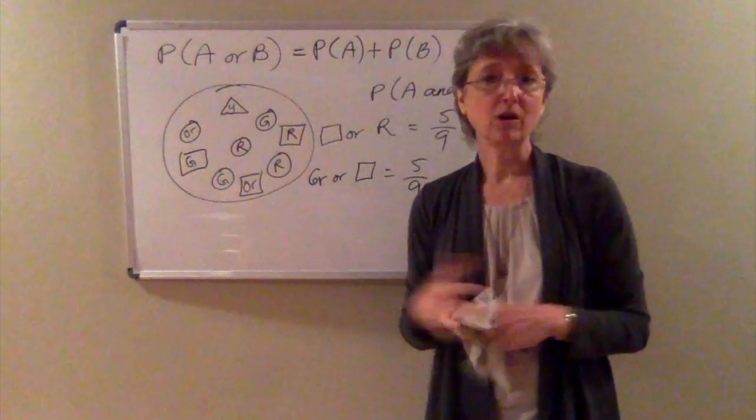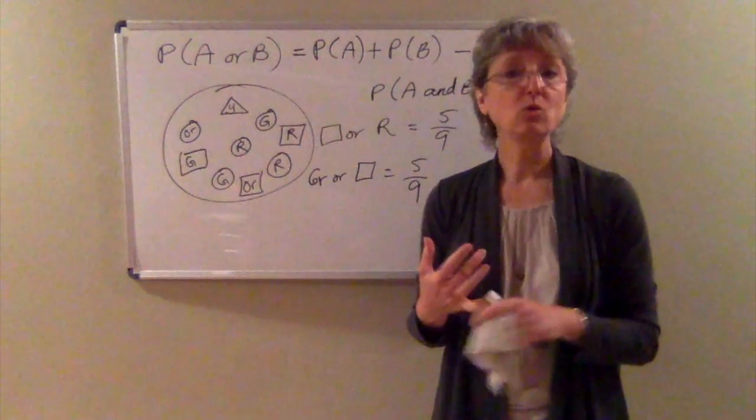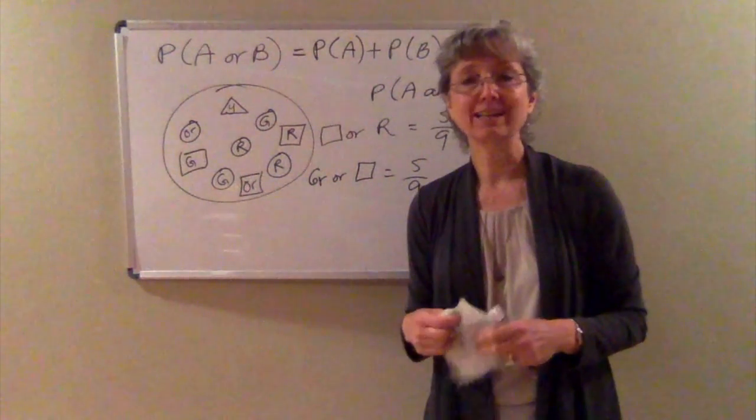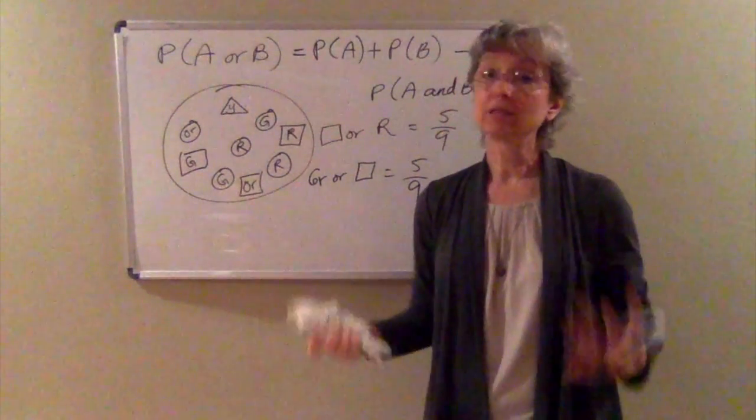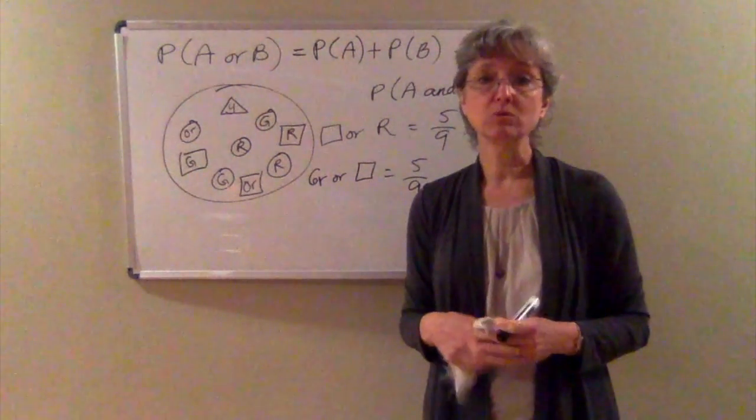So the probability of compound events with either an and or an or, and the two different ways to find that out. And are events mutually exclusive, or are they dependent or independent? Being able to analyze those as well.